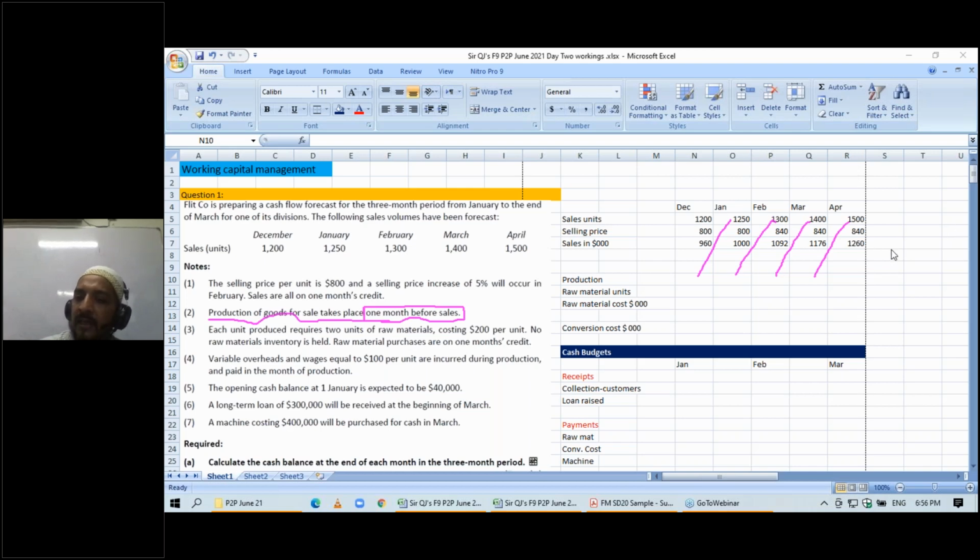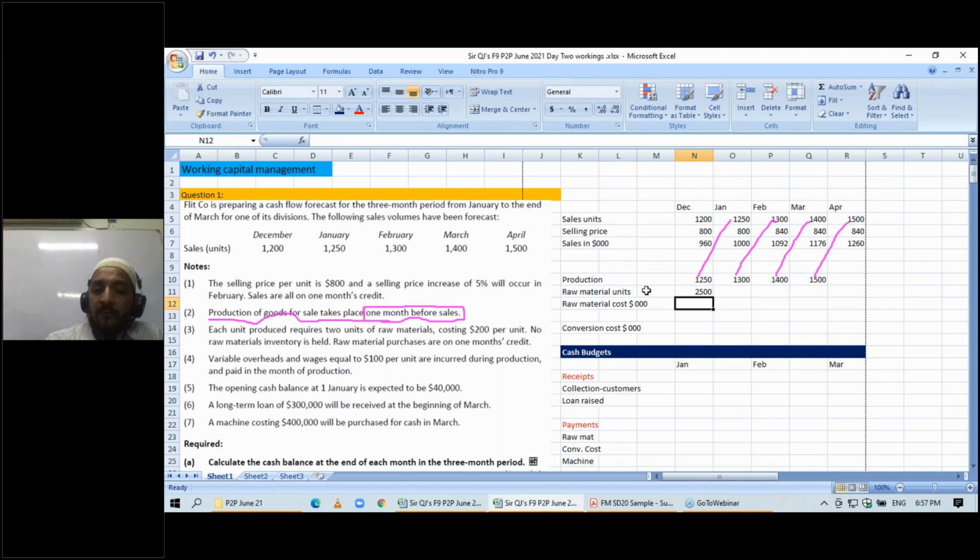I had to show basically these things to you. That's why I was making it like this. You can do it directly in the cell. It doesn't matter. Okay. So now production: 1250, 1300, 1400, and in March it will be 1500. The raw material cost is $200. 2 units of raw material are required per production unit. So first I will be multiplying 1250 into 2.